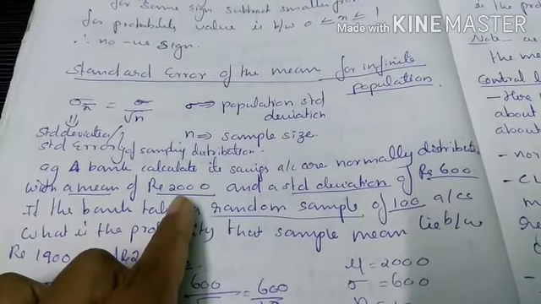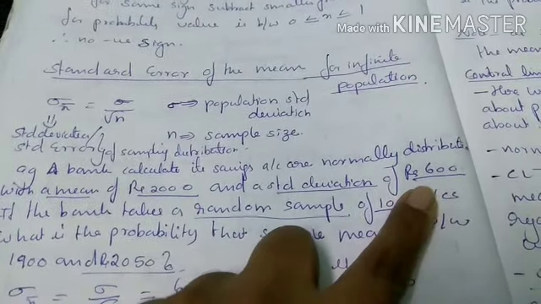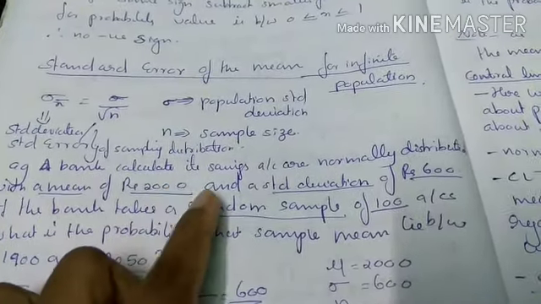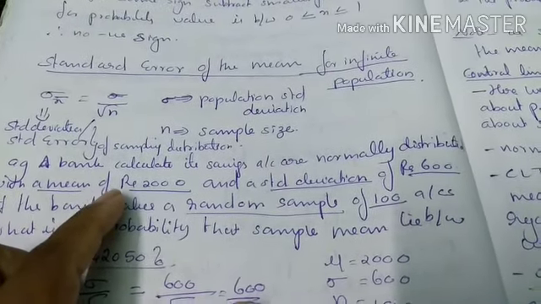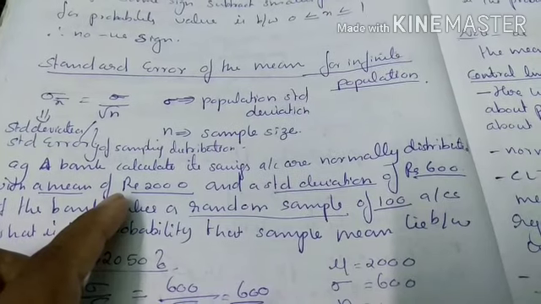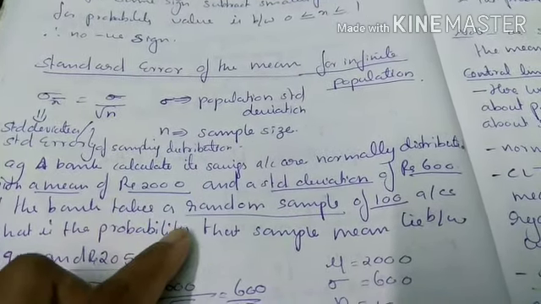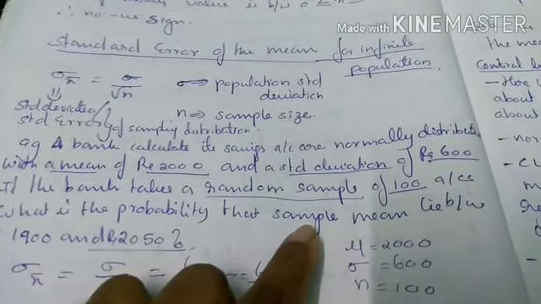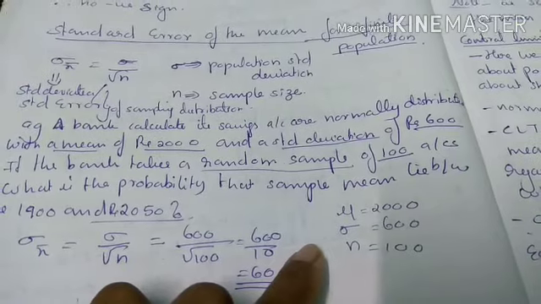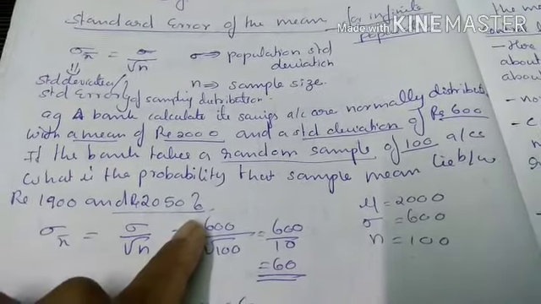So what this question means is that most of the accounts have a balance of 2000 rupees in the savings account, and there can be a deviation of 600. That is, it can be 2600 or as low as 1400. So it is between 1400 and 2600, and here we are taking 100 accounts, so we have to find the probability that it is between 1900 and 2050.